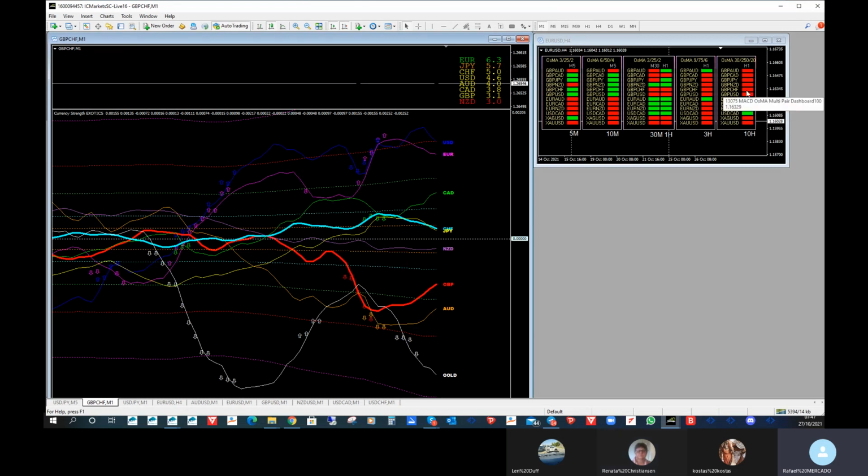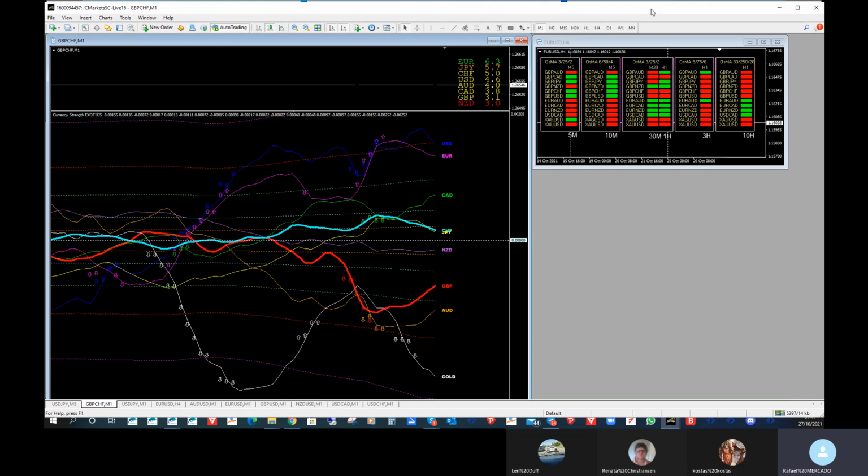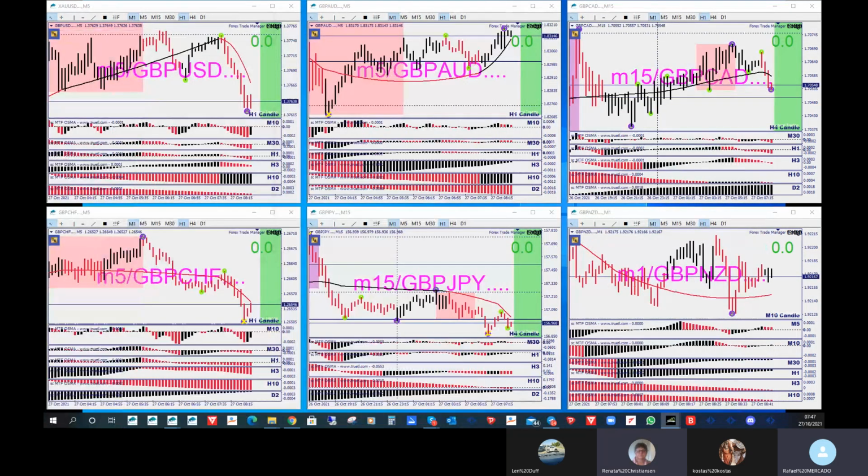Pound dollar, pound Swiss, pound New Zealand, pound yen, pound CAD. So already I have the pound in here. The only pound that is not meeting criteria is pound Aussie. So I'm going to set a gold that is doing some good move instead of pound Aussie.